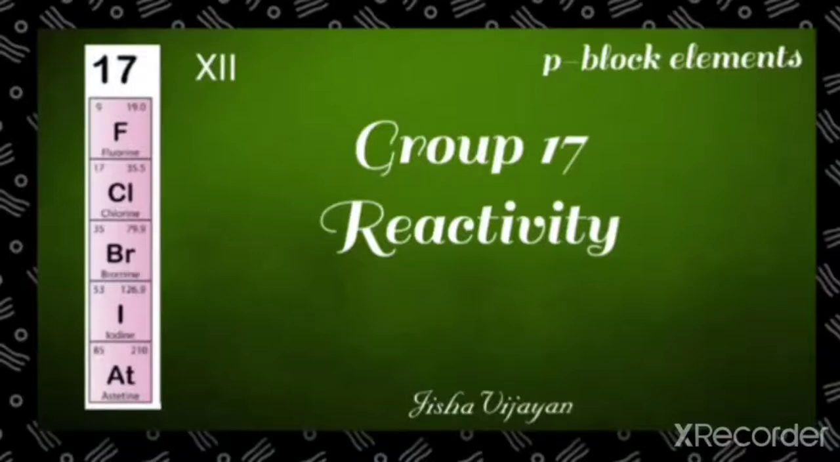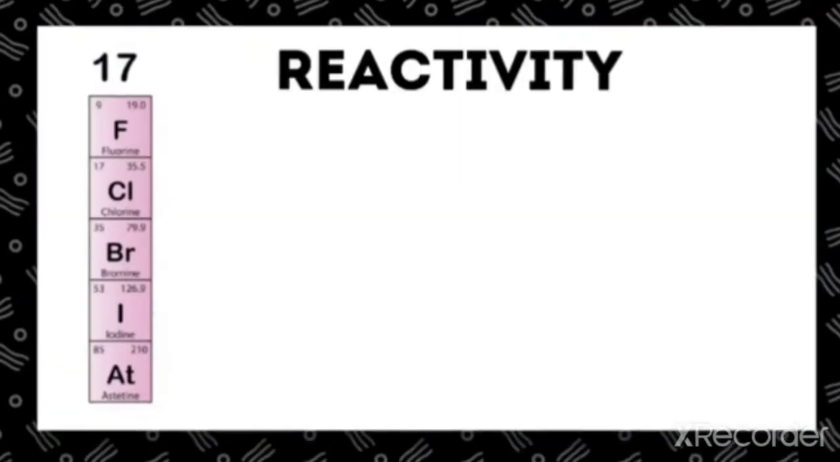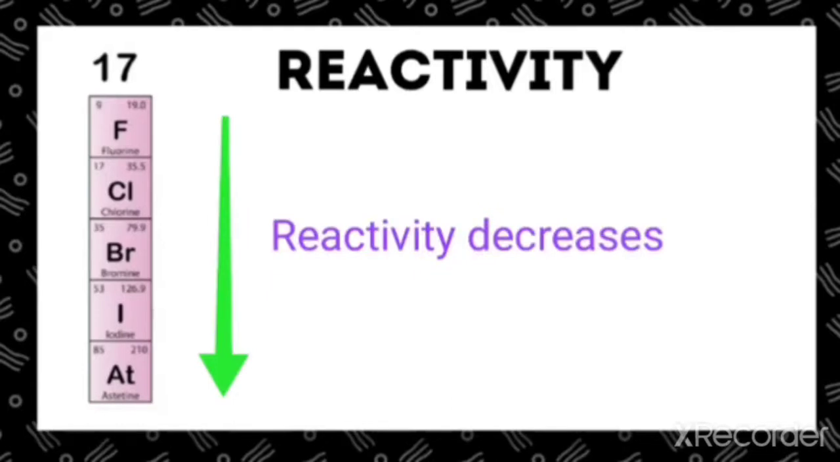Hello students, let us talk about the reactivity of group 17 elements. The elements are fluorine, chlorine, bromine, iodine and astatine. All the halogens are highly reactive and they easily react with metals and non-metals to form halides. But the reactivity decreases down the group.